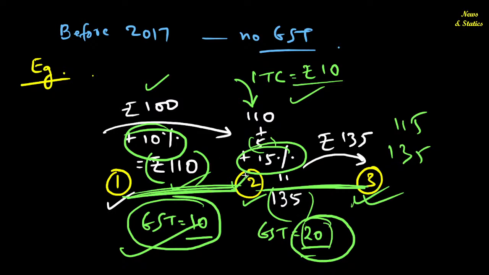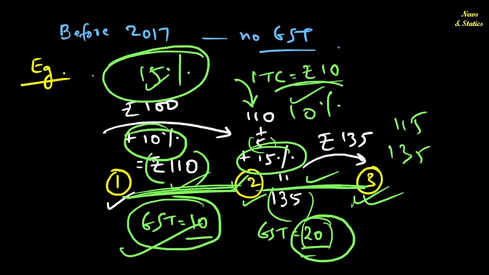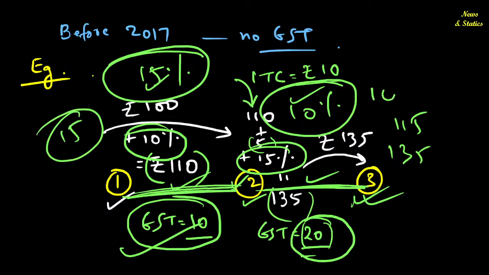If the GST rate on the input or the raw materials, or what person 2 is buying, is more than the GST rate on the second transaction, that becomes an inverted GST structure. So say this GST rate would have been 15% and this GST rate would have been 10%. In that case, person 2 would have actually paid person 1 GST which is higher. Maybe he might have paid 15 rupees, and here he only gets 10 rupees. So he's paying the 10 rupees to the government.